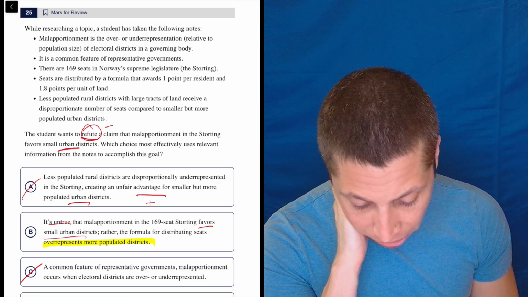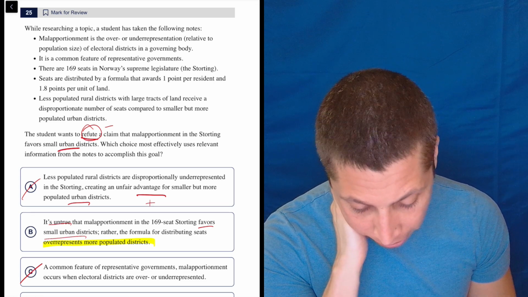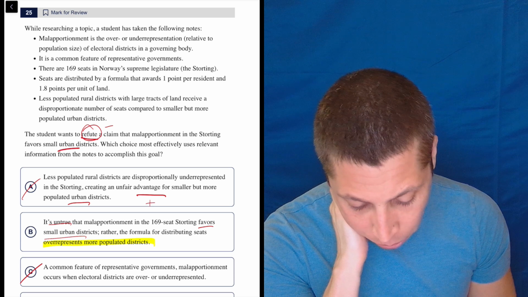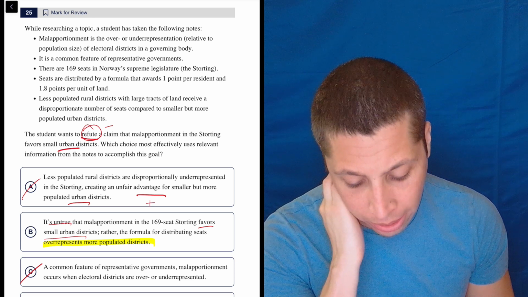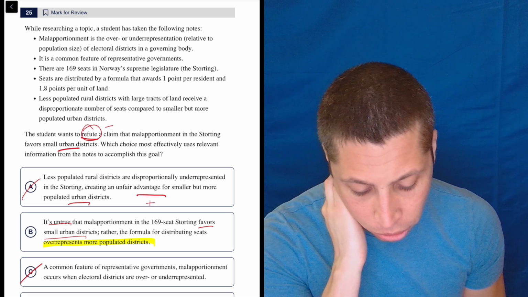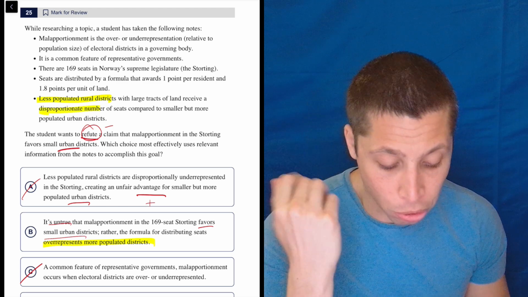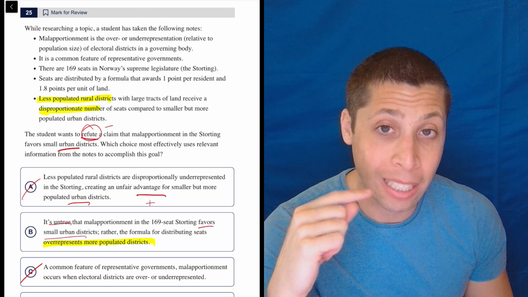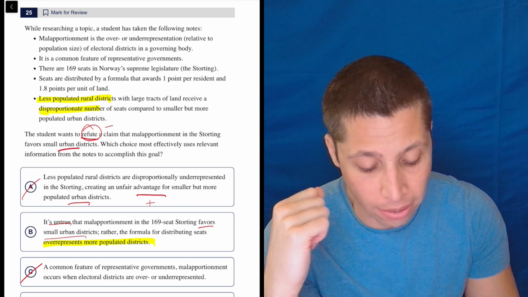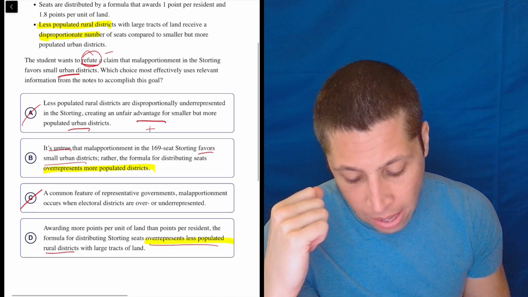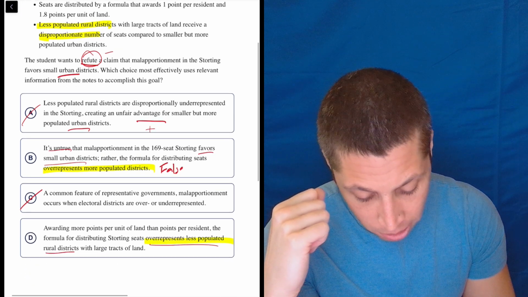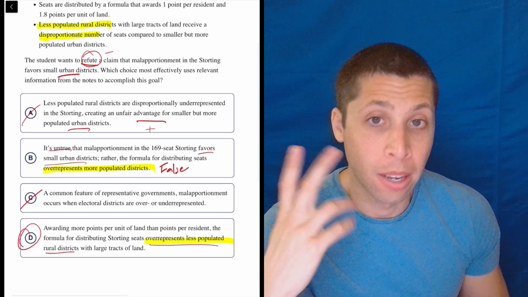Malapportionment, over or underrepresentation, is a common feature in Norway. Okay, the seats are distributed so that it awards 1 point per resident, 1.8 per land. Less populated rural districts with large tracts of land receive a disproportionate number of seats compared to smaller but more populated urban districts. So the less populated ones are favored, is what that is saying. So this is just false. This is true. So it's D.